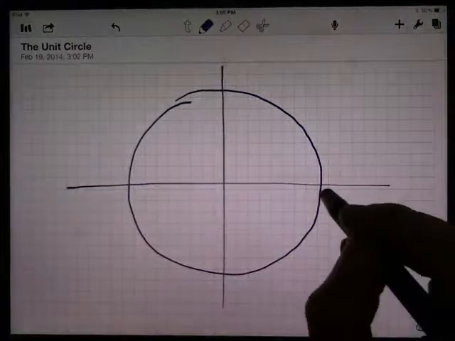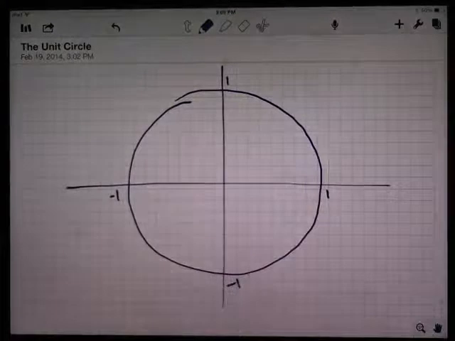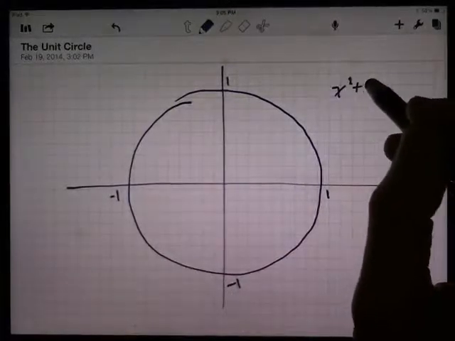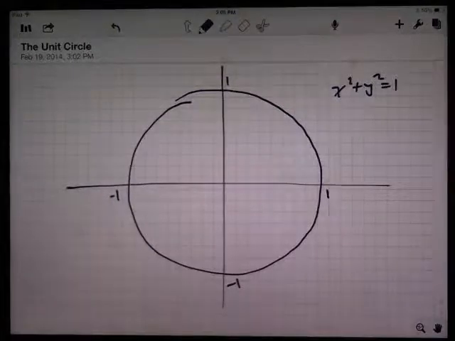So it hits the x and y axis at 1 and minus 1, right? And if you want, the equation of it is x squared plus y squared equals 1. That is the unit circle. Okay. And what we're going to do is we're going to see how this helps us with our trig here.